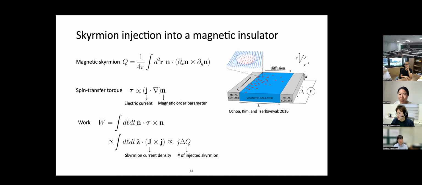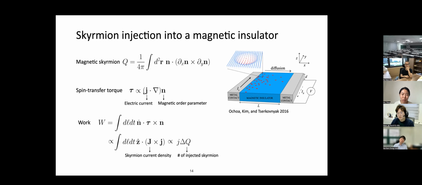In this paper by Ochoa, Sekwan and Yaroslav, they have a magnetic insulator as the host for skyrmions. And they attach metal contacts to the boundaries of the magnetic insulator. And when you have electric current going through the metal contact, it can act as a spin transfer torque onto the dynamics of the magnetization in the magnetic insulator.